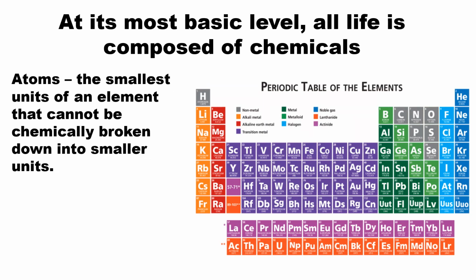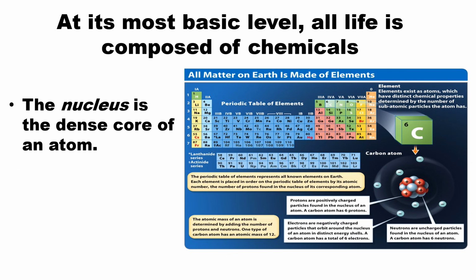Atoms are the smallest unit of an element that cannot be chemically broken down into smaller subunits. So atoms are what make the element. They are arranged in the periodic table by increasing atomic mass. The nucleus of an atom is the very center of the atom. It is dense because it contains two of the subatomic particles.